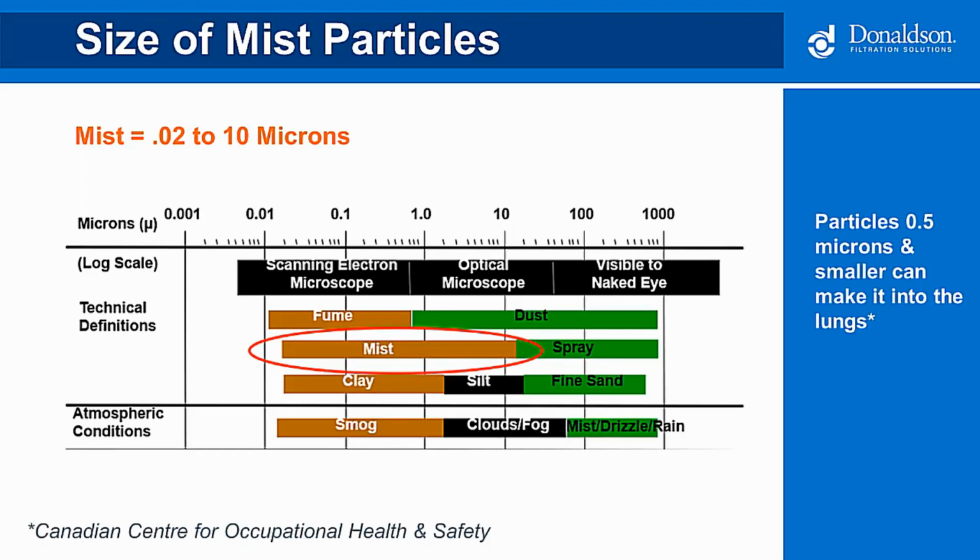According to associations like the Canadian Centre for Occupational Health and Safety, particles that are under 0.5 microns and smaller will make it into the lungs. They're classified as fine particulate matter that the EPA says could even make it into your bloodstream.